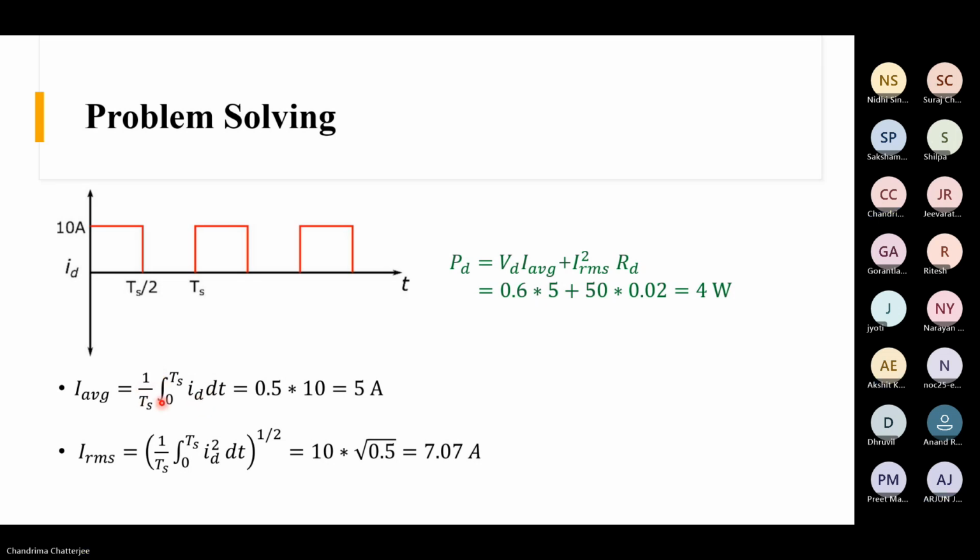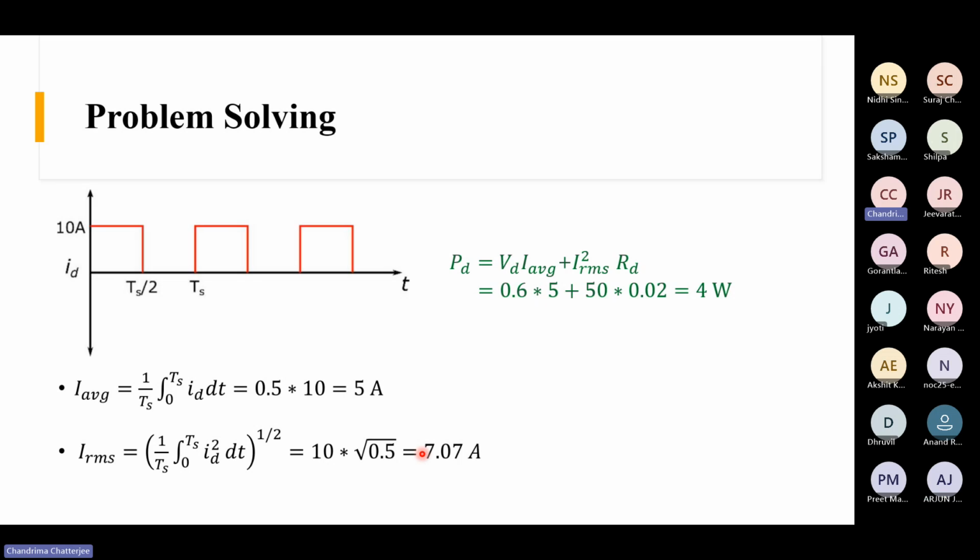Yes, the Ts will get cancelled and you will only get 0.5, because it is Ts by 2 in the numerator and Ts in the denominator. So you get half multiplied by 10, which comes out to be 5 ampere. And in the RMS current also, you don't need the value of Ts. You will get the expression after the integration and you can just compute this value.